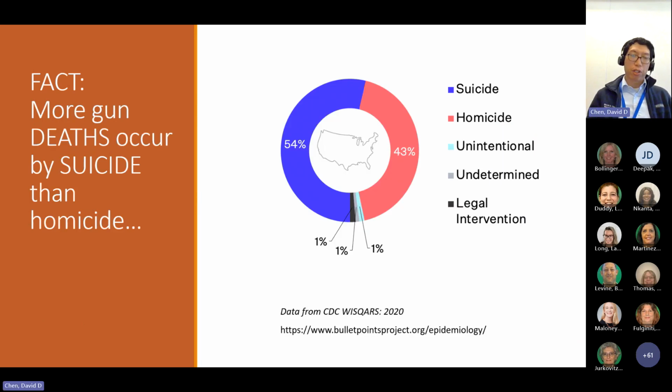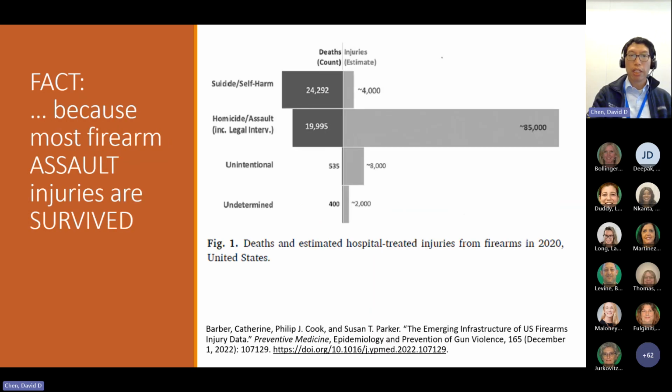More deaths occur by suicide for firearms than by homicide. This data here is depicted from 2020, though the numbers still stay within a few percentage points from year to year, 2020 being unfortunately a peak year in terms of gun violence in the United States. The reason, though, why more gun deaths occur by suicide than homicide is because most firearm assault injuries are actually survived. And this is something that is surprisingly difficult to tease apart in the epidemiological literature, what the true incidence is of firearm injuries in the United States.